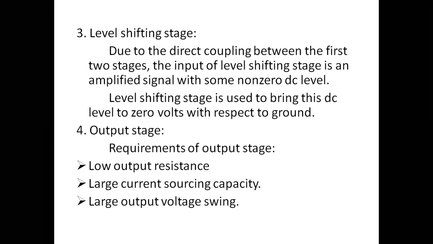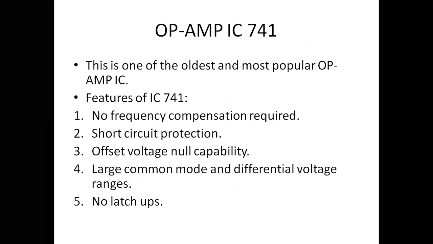Due to the direct coupling between the first two stages, the input stage and the intermediate stage, the input of the level shifting stage has a DC level. So we use the level shifting stage to bring this DC level to 0 with respect to ground. The output of the level shifting stage is given to the output stage, where we require low output resistance and larger output voltage swing. The IC741 has many advantageous specifications, like the offset voltage at the pin.